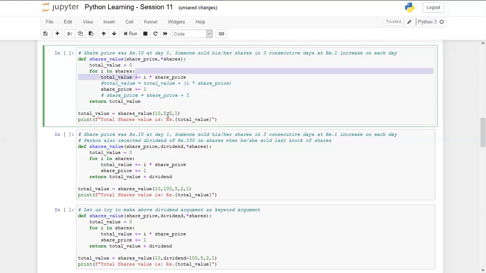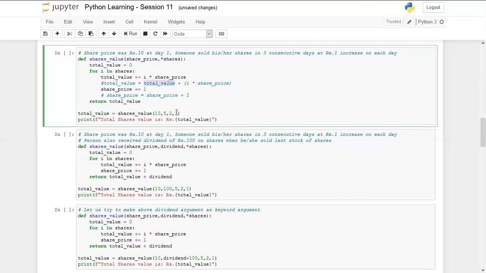So the value on the second day for shares is 2, and it will process it again. The total value was 50, the updated value. It will do 50 plus i, which is 2 now, into share price, which is 11. So 2 multiplied by 11 is 22, plus 50 is 72. So 72 is the updated value for the total value.